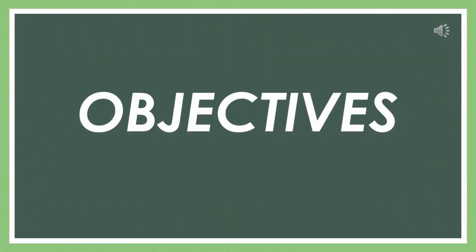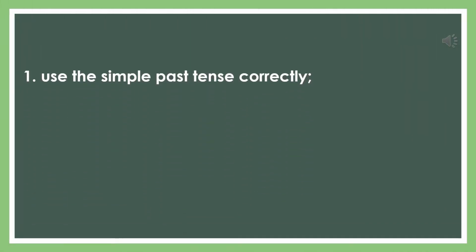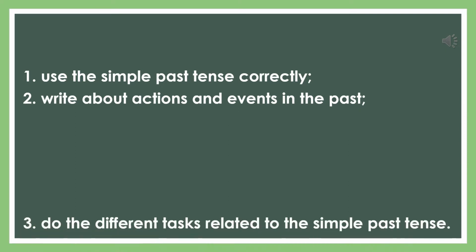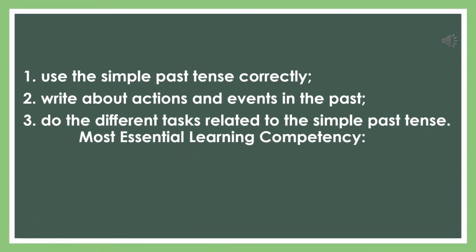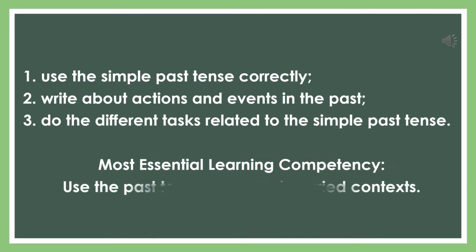Our lesson's objectives are: Number 1, use the simple past tense correctly. Number 2, write about actions and events in the past. Number 3, do the different tasks related to the simple past tense. Our most essential learning competency is to use the past tense correctly in varied contexts.